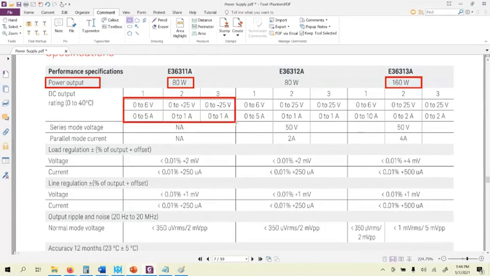So this is the actual calculation here. Why are they calling it 80 watt? Because 25 into 1, that is 25 watt. 25 into 1, 25 watt, 25 plus 25, 50 watt. Then 6 volt, 5 ampere. Now see the difference here. You have 25 volt but low current, 6 volt but high current. And this is providing you 30 watt here. 50 plus 30 is 80 watt.